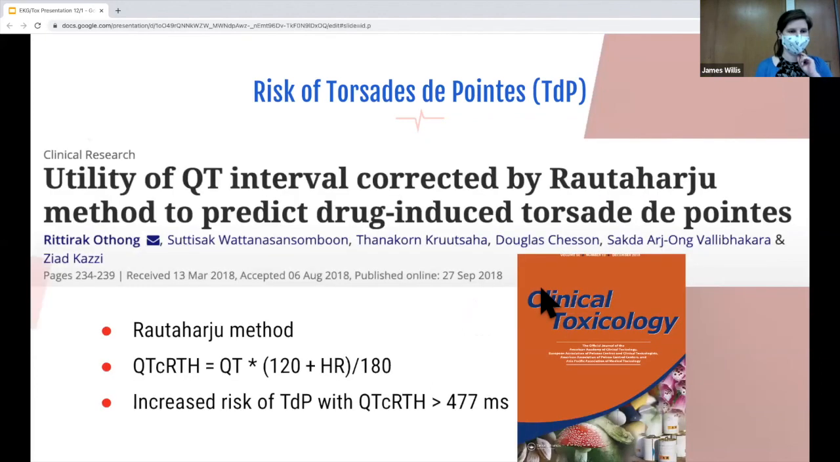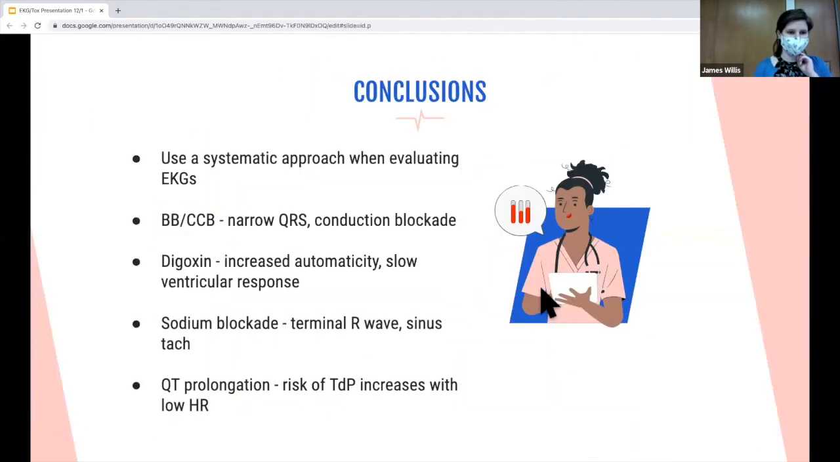Thank you. Okay. So these are our conclusions. So make sure if you use the approach that I have, which is from Life in the Fast Lane, or another one, make sure you use a systematic approach when evaluating EKGs, specifically in the tox patient. If you have a patient who took beta blockers or calcium channel blockers, they're going to have a narrow QRS with conduction blockade. Digoxin, remember, increased automaticity and slow ventricular response. They have anything from PVCs to bidirectional VTach. And Salvador Dali just means they're taking their meds as prescribed. Sodium channel blockade is a terminal R wave, and they tend to have sinus tachycardia. And QT prolongation, the risk of torsades increases with low heart rate.